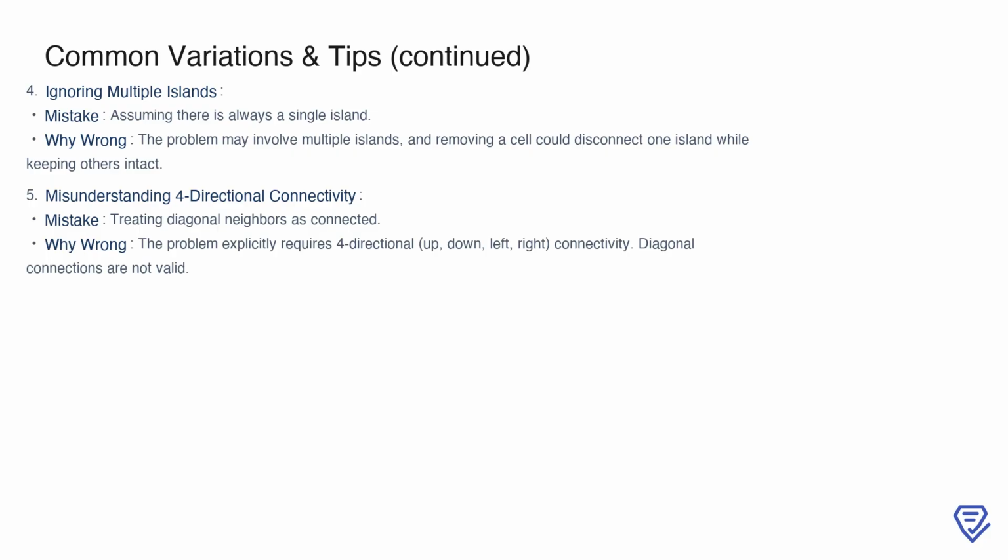Additionally, misunderstanding the problem's requirement for 4-directional connectivity can lead to errors. Only up, down, left, and right neighbors count as connected. Diagonal relationships are not valid. This is a critical distinction to keep in mind as you design your solution.